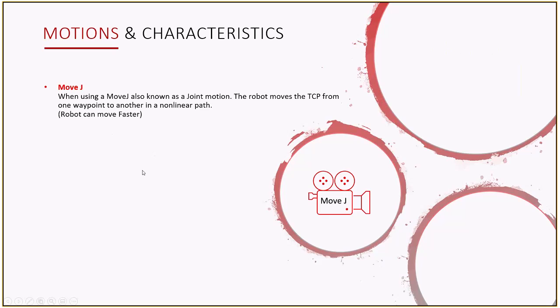We got the Move J. When using a Move J, also known as a joint motion, the robot moves the TCP from one waypoint to another in a nonlinear move. What do I mean? This means that the robot doesn't care how it gets there, it just goes to that position. And in this motion, the robot moves the fastest.